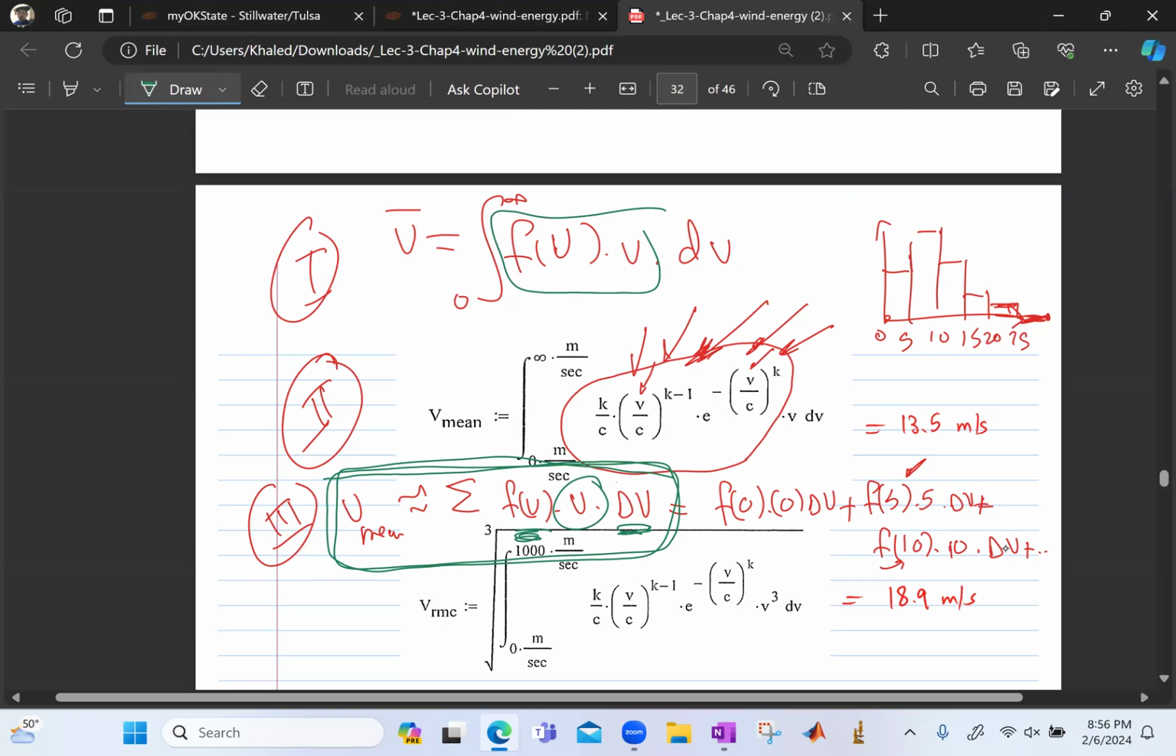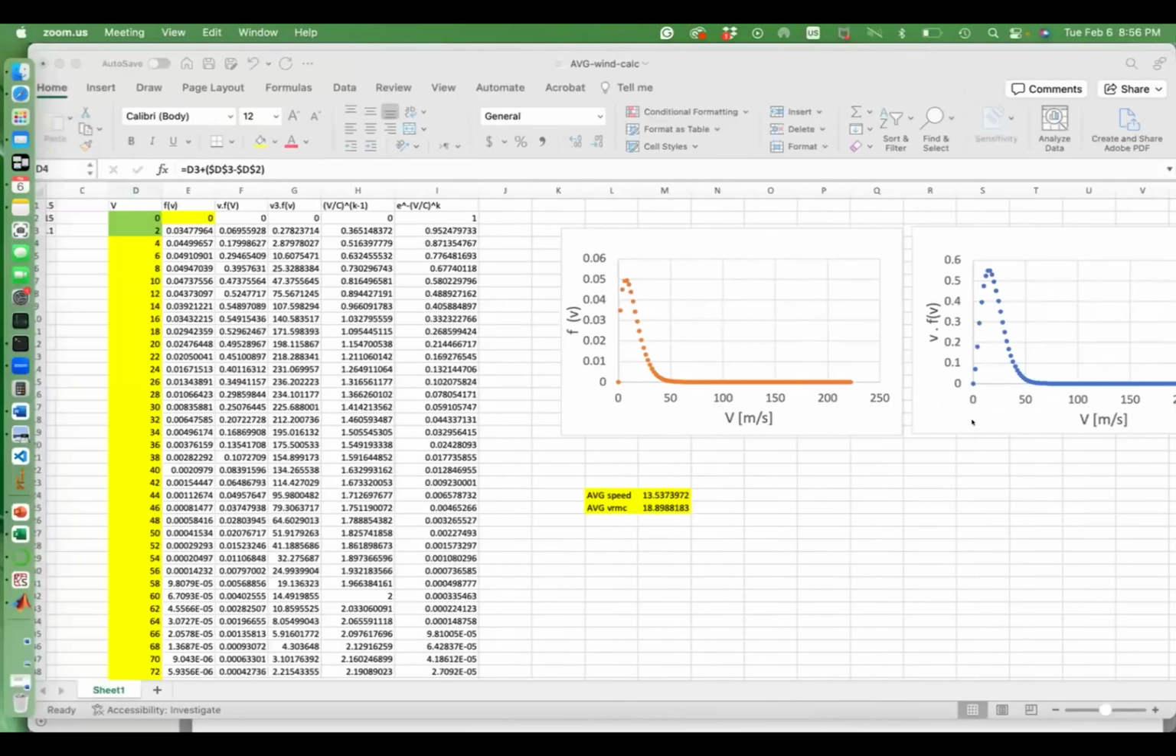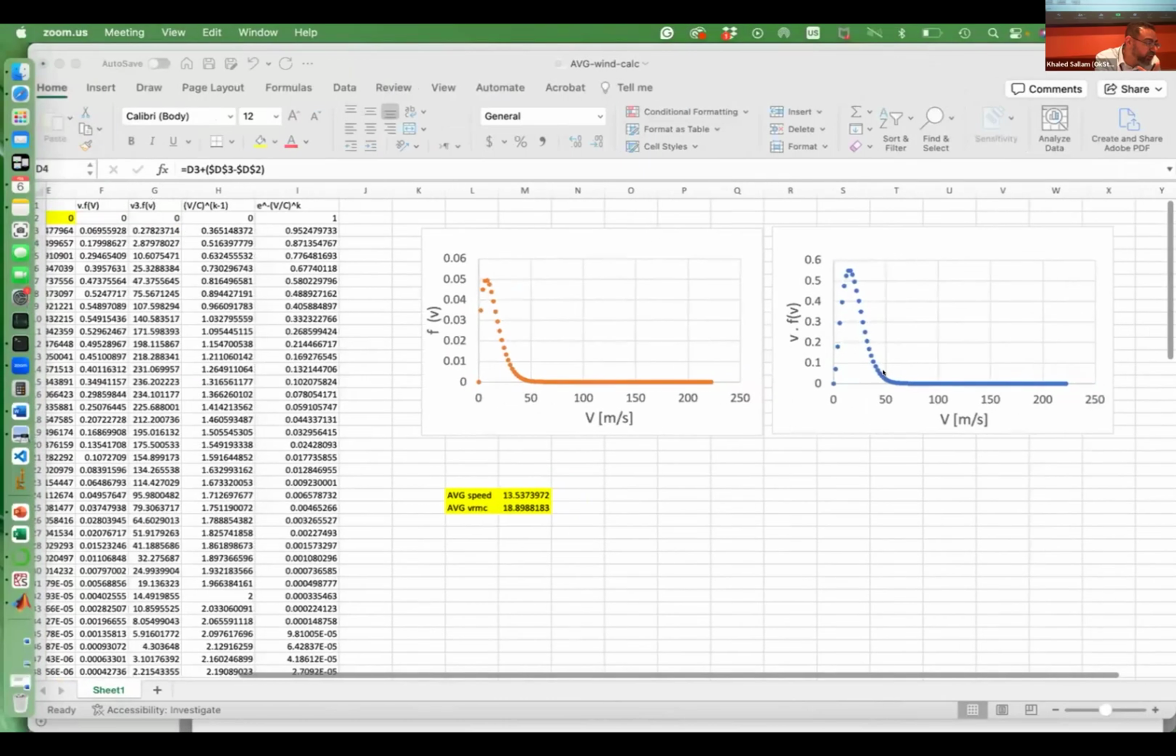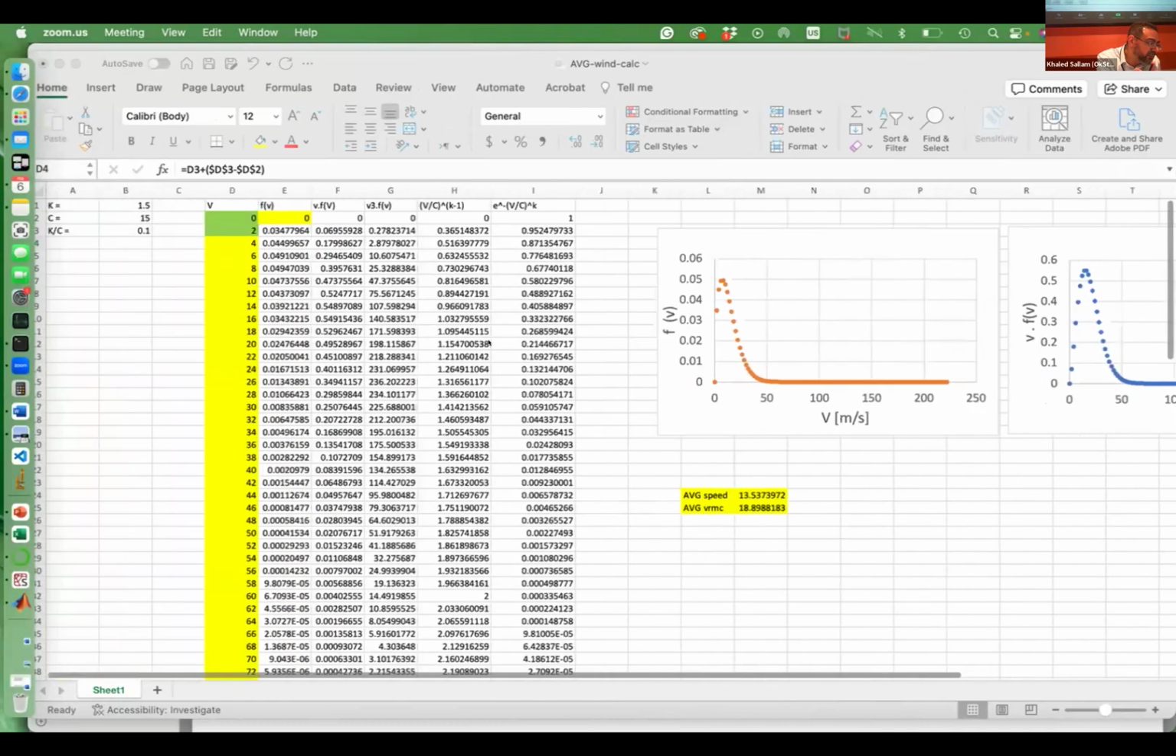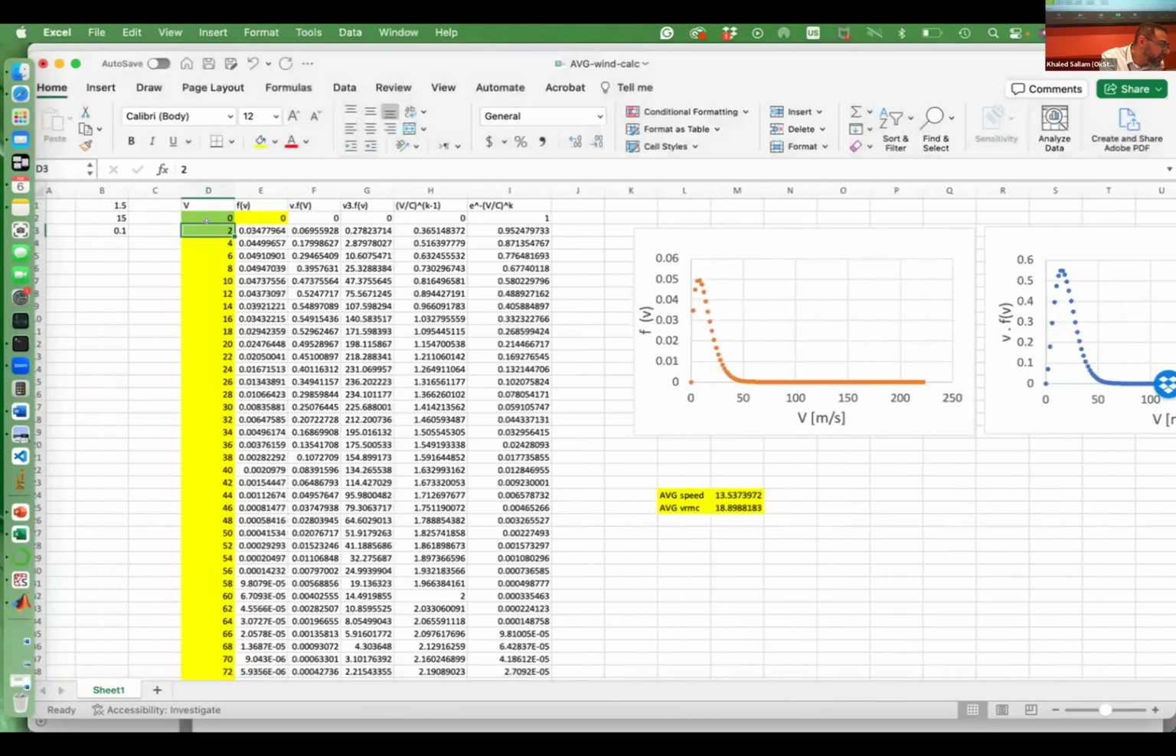It's not just f of v. It's f of v multiplied by v. That's what we are integrating. Right? Does it make sense? So to check on my Excel again, the function that we are integrating is really this, not this.